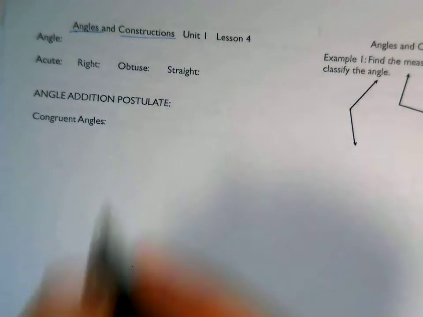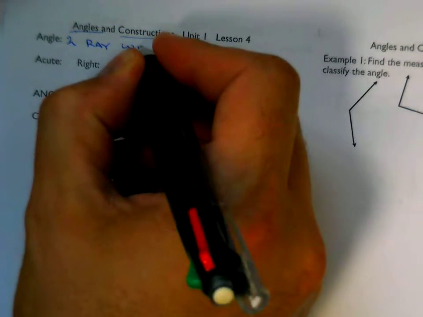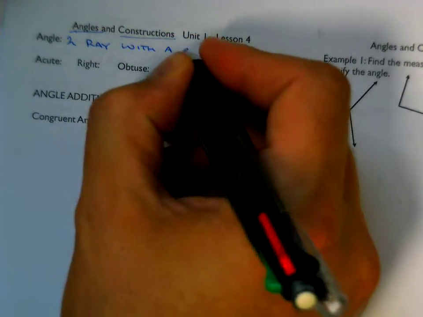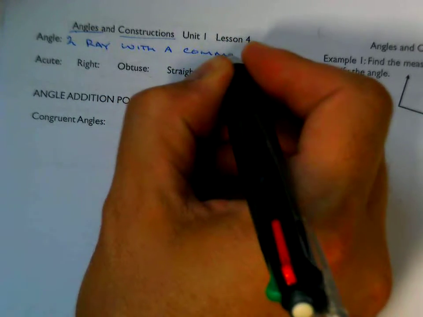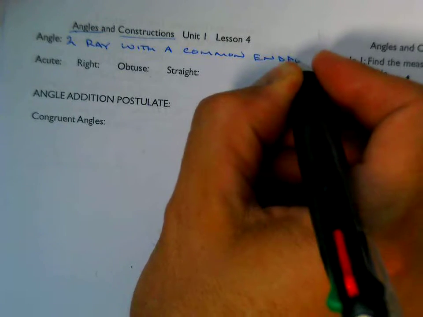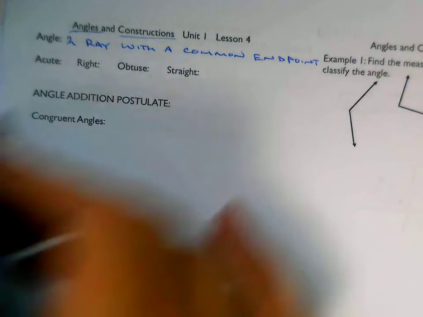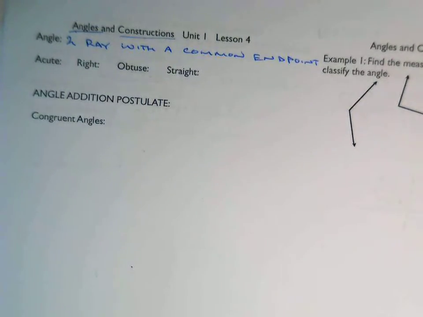An angle, we're going to define as two separate rays with a common endpoint. And so I'm sure you all know what an angle is. You've seen them all the time, and so we'll just leave it at that. We do have different types of angles.